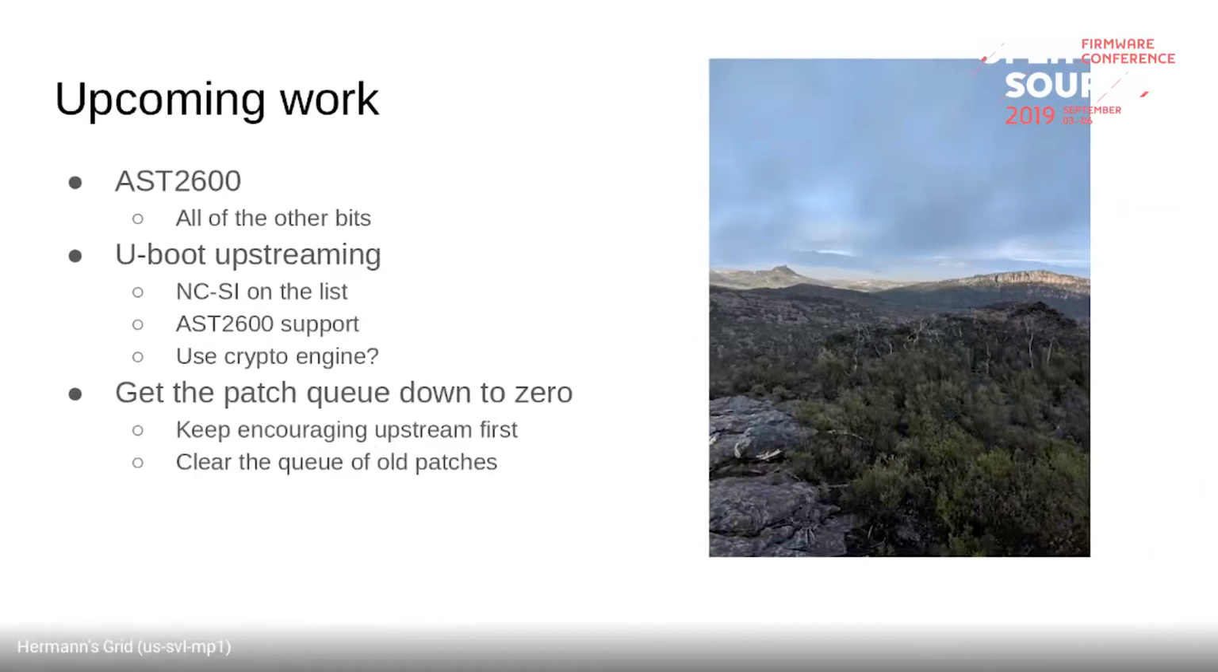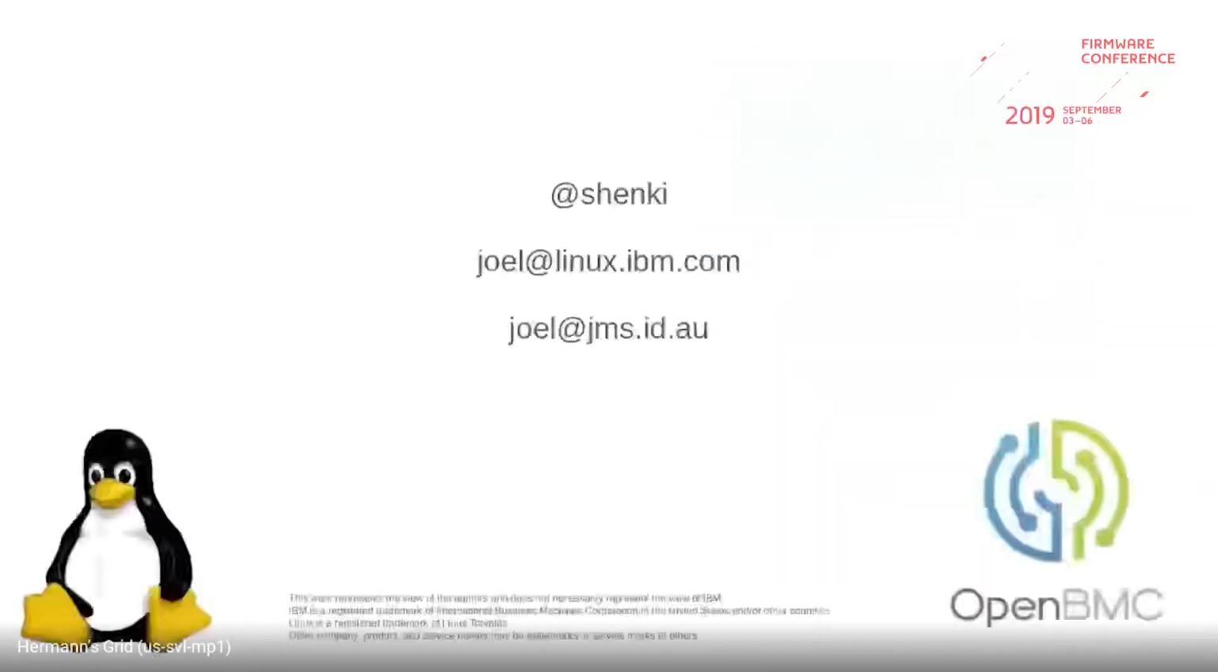The other one is, my perpetual goal is to get the patch queue down to 0 so I can spend all my time running instead of at a desk. Running's my hobby. So keep sending your patches upstream first, keep getting them in the upstream tree, and I'll work on getting that queue of old patches down to 0, and then we can all retire to the beaches.